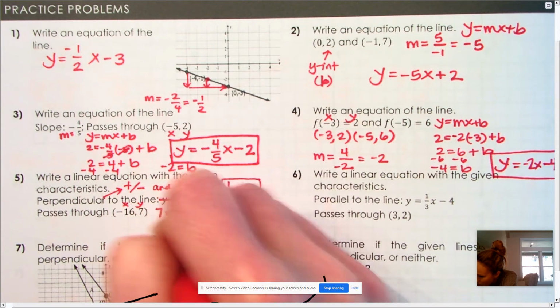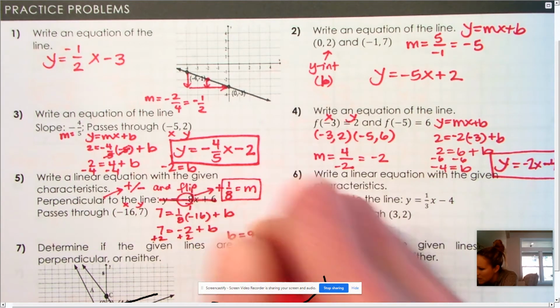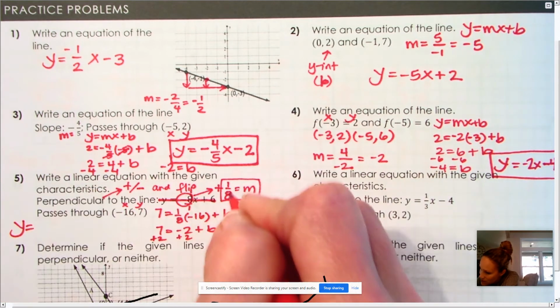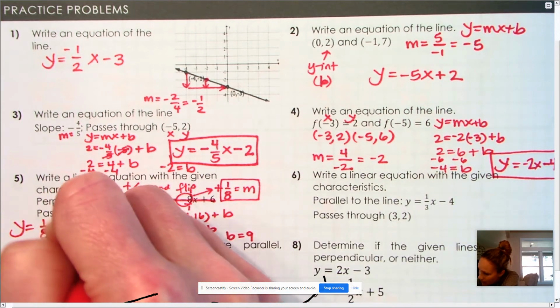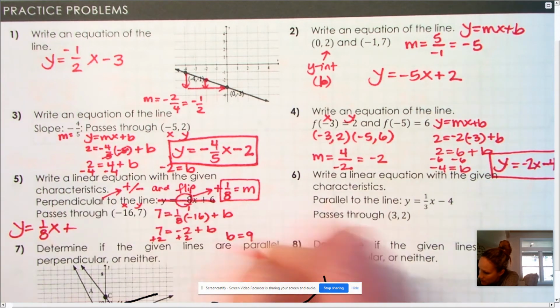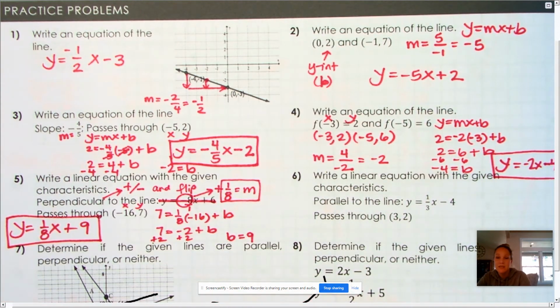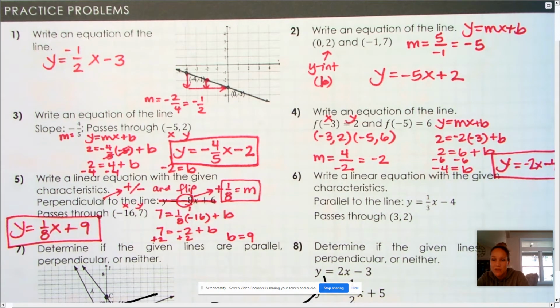I'm going to add 2 to both sides. So b is equal to 9. And I know what m is. So y equals mx plus b.